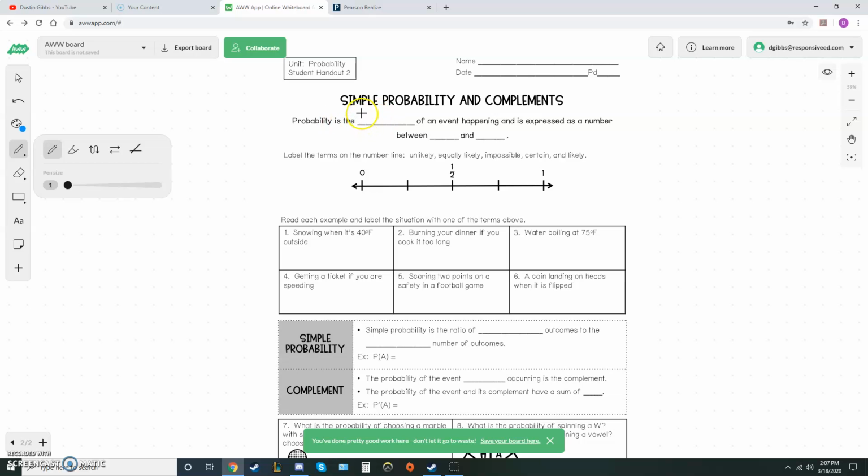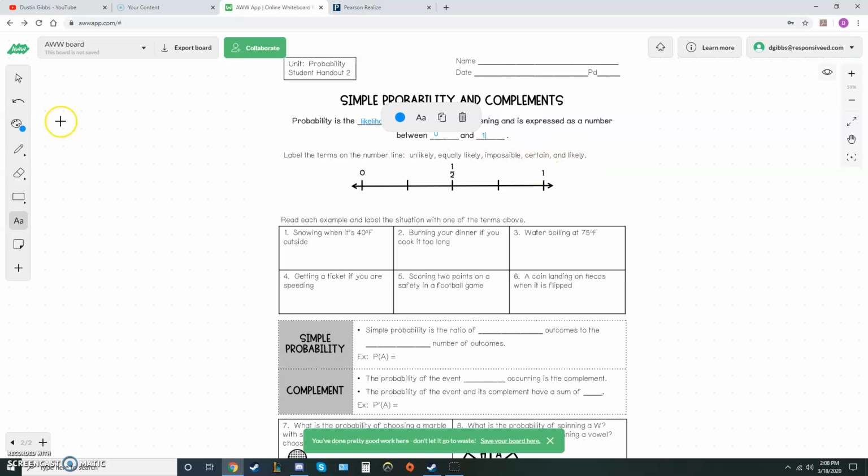So probability is the likelihood, or in other words, the chance. Now I'm still going to type likelihood here, but it's basically the chance of an event happening, and is expressed as a number between 0 and 1. Probability will always be between 0 and 1 because this is how probability works in the world, okay? And it has to do with these specific terms. Unlikely, equally likely, impossible, certain, and likely.